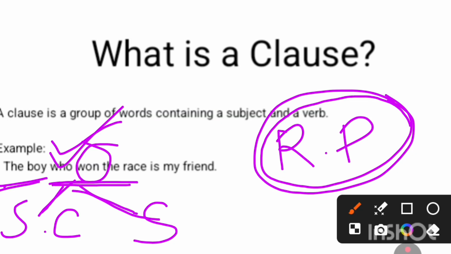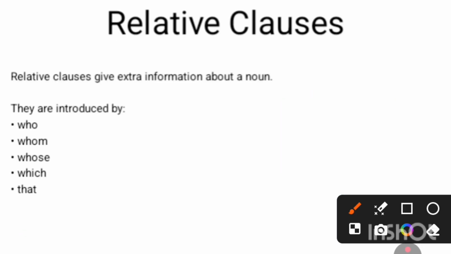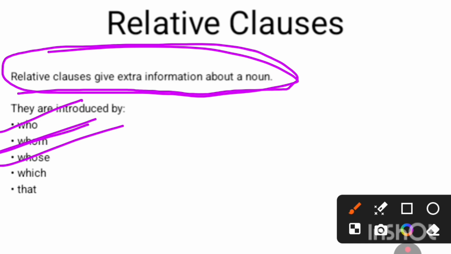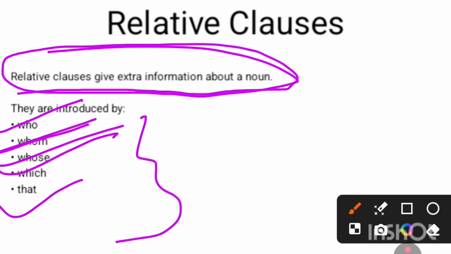Friends, I think you can understand the meaning of clause, the meaning of relative clause, the meaning of adjective clause. Friends, I think it's clear to you. Now we have to identify the difference between defining and non-defining relative clauses. Friends, before that I am giving you some information. A relative clause always gives you extra information about the noun, there is no doubt. And the subordinate clause, which is called a relative clause, may be introduced by who, whom, whose, which, or that.